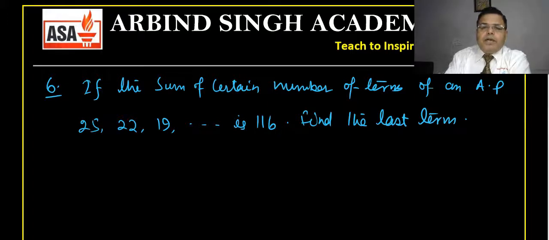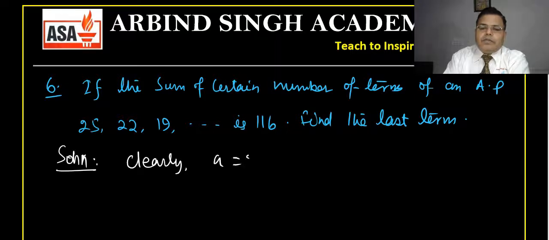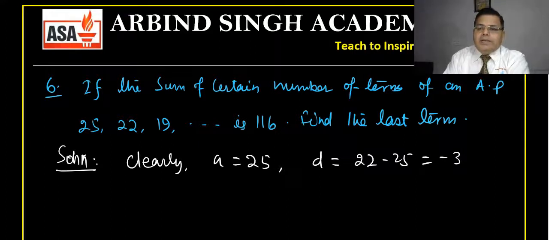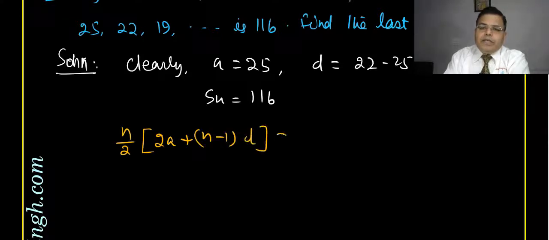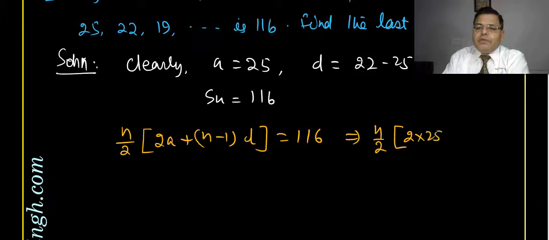Okay, so here clearly the first term a is 25, d is 22 minus 25, which is minus 3, and Sn is given as 116. Now apply the formula: n by 2 into (2a plus (n minus 1) into d) is equal to 116. This becomes n by 2 into (2 times 25, that is 50, plus (n minus 1) into minus 3), and that is equal to 116.